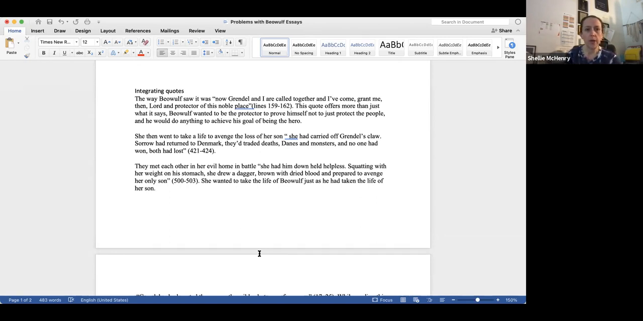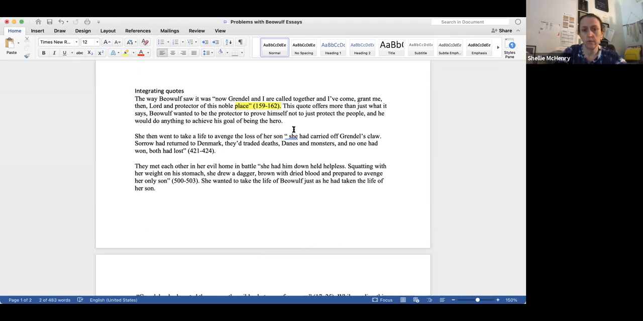All right, the way Beowulf saw it was, "now Grendel and I are called together, and I've come, grant me then, Lord and protector of this noble place." This quote offers more than just what it says. Beowulf wanted to be the protector to prove himself, not just to protect the people. And okay, so this was an easy fix. Number 1, let's properly cite it. We need to have a space, and we don't need the word lines. And then punctuation comes after.